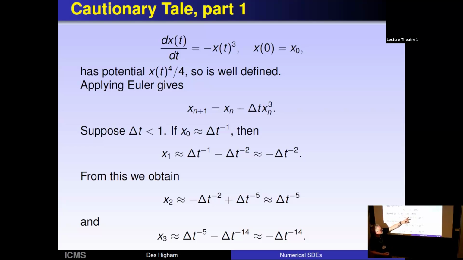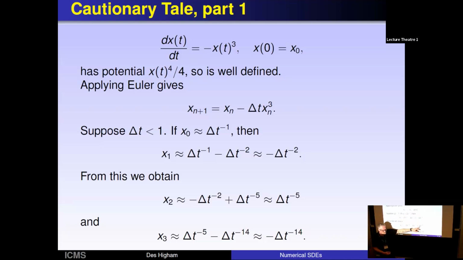x0, that's delta t to the minus 1. Delta t times x cubed is now delta t times delta t to the minus 3. So that reduces to delta t to the minus 2. So we've got this size, and we've got a minus sign. That's our first value after one step. If you've got delta t to the minus 2, then Euler on the next step gives you that. Then minus delta t x cubed gives you minus delta t times minus delta t to the minus 6. So you get plus delta t to the minus 5.